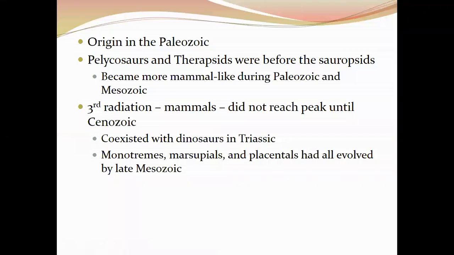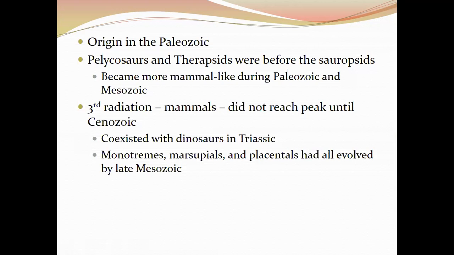Mammals as a group have their origin in the Paleozoic. However, they did not look like mammals as we know them today when they first arrived on the scene. Pelycosaurs and therapsids were groups that were around before the Sauropsid grouping. These are some of your early mammal-like relatives. And it wasn't until the Paleozoic and the Mesozoic that these creatures look more mammal-like.